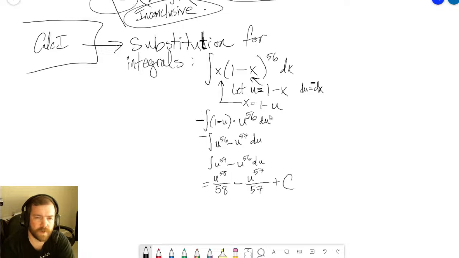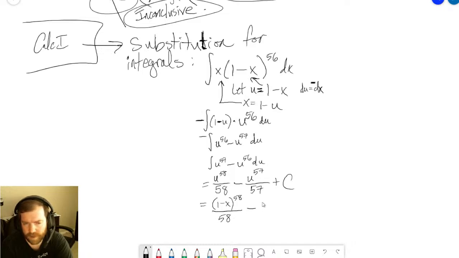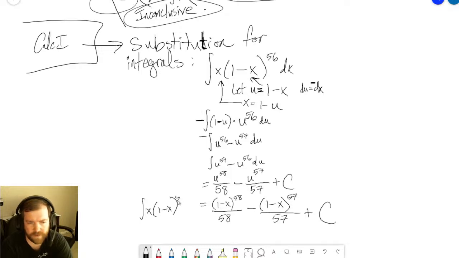Then what we can do is go back to the original and say u is equal to 1 minus x. So this is going to be 1 minus x raised to the 58th power divided by 58 minus parentheses 1 minus x to the 57th power divided by 57 plus c. That is the integral of x times 1 minus x raised to the 56th power dx.